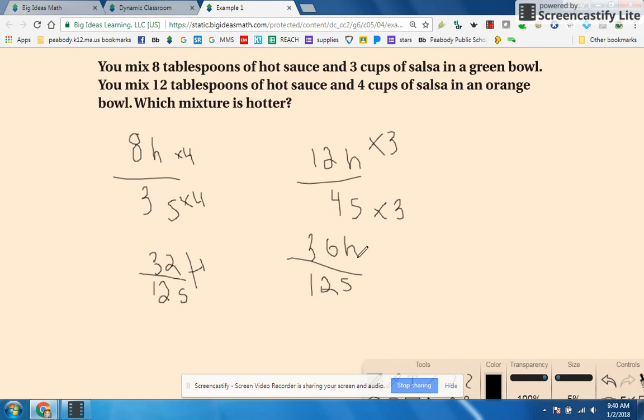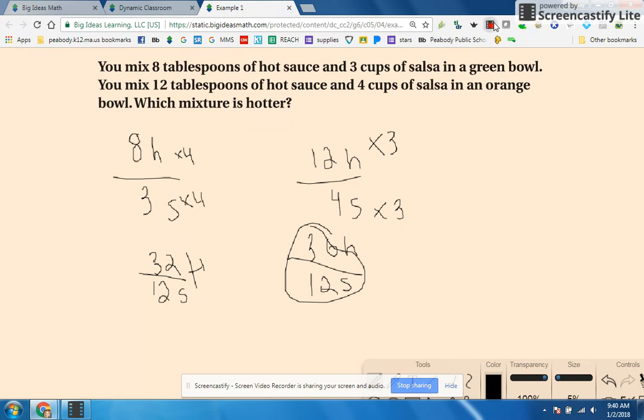So now we want to see which one's going to be hotter. Well, if they both have the same amount of salsa, and this one has 36 tablespoons of hot sauce, and the other one only has 32, then this one's definitely going to be the spicier one because they have the same amount of salsa, but this one has more hot sauce. Okay? So that is how you compare using equivalent ratios with the same denominator.